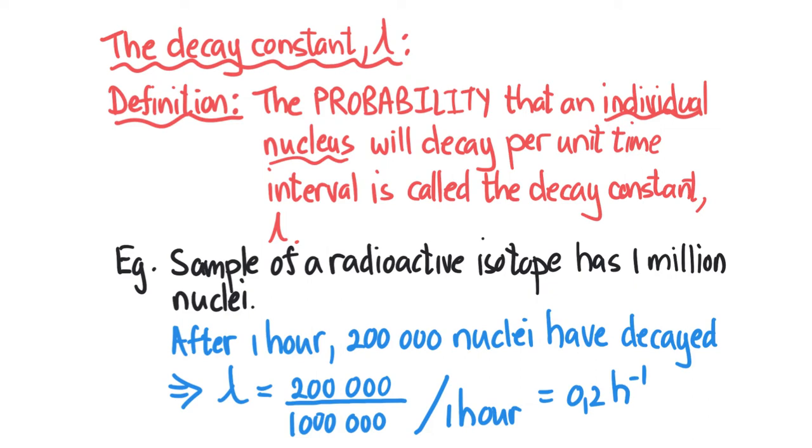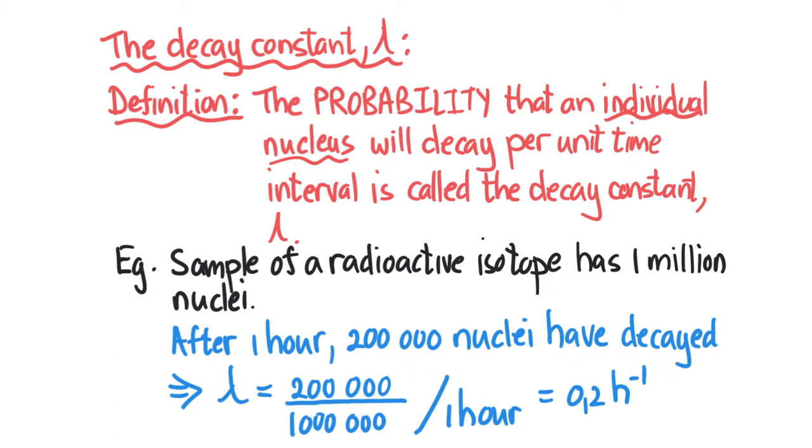Let's look at an example. A sample of a radioactive isotope has 1 million nuclei. The fact that it's radioactive means that each of those atoms in that sample has a nucleus which has the capability to decay into a daughter nucleus, into something else. After 1 hour, it is found that 200,000 nuclei have decayed.